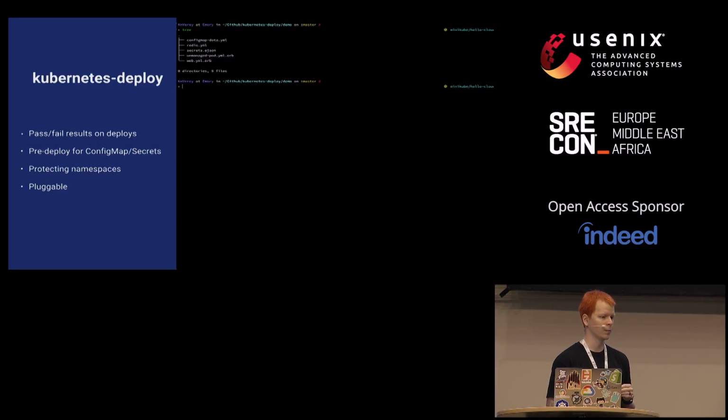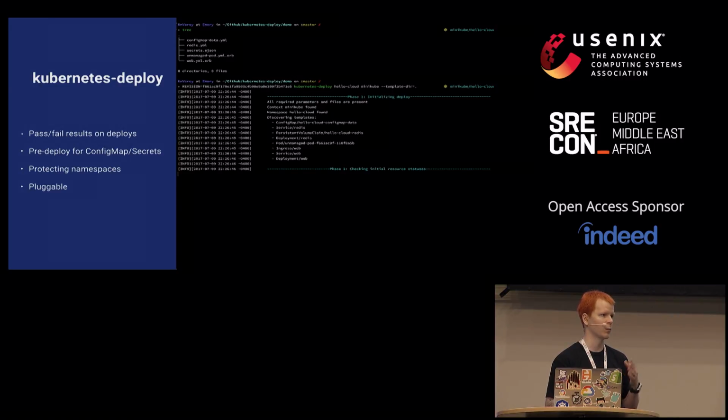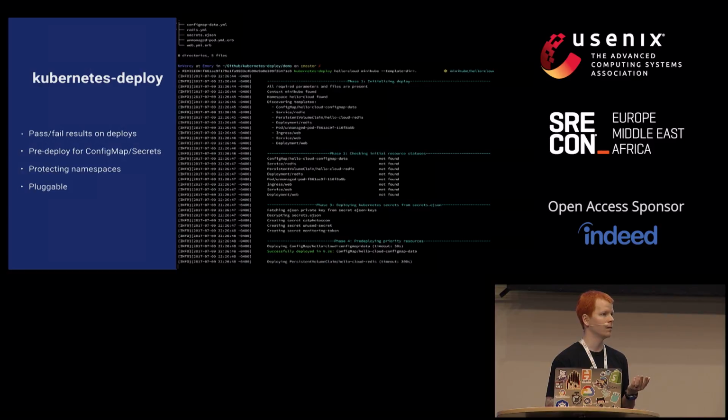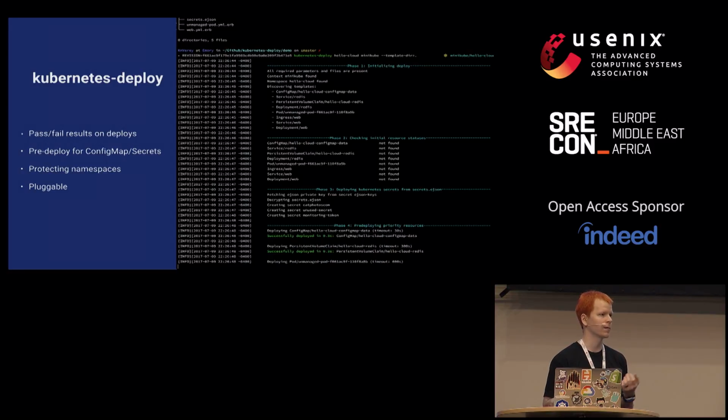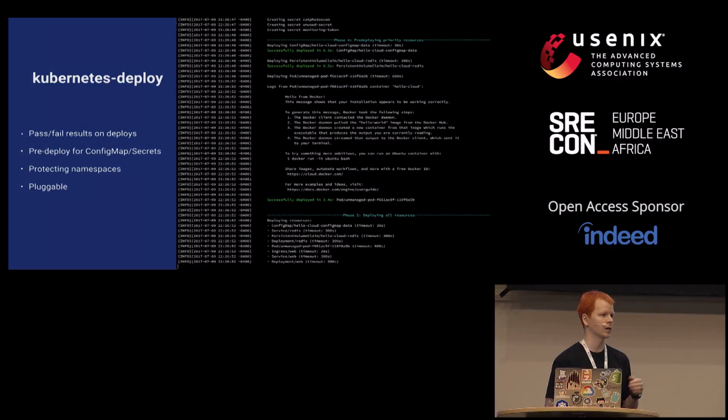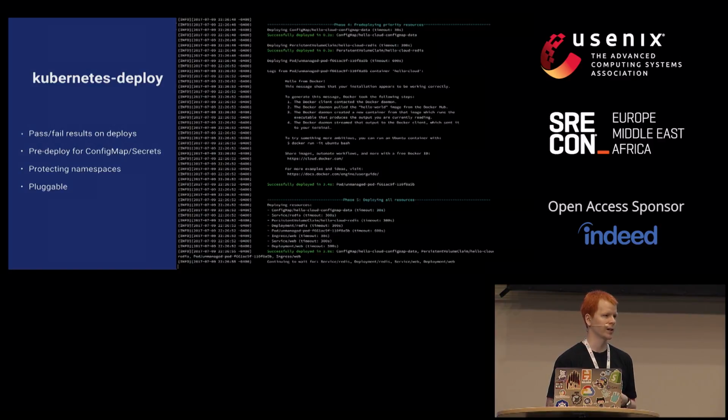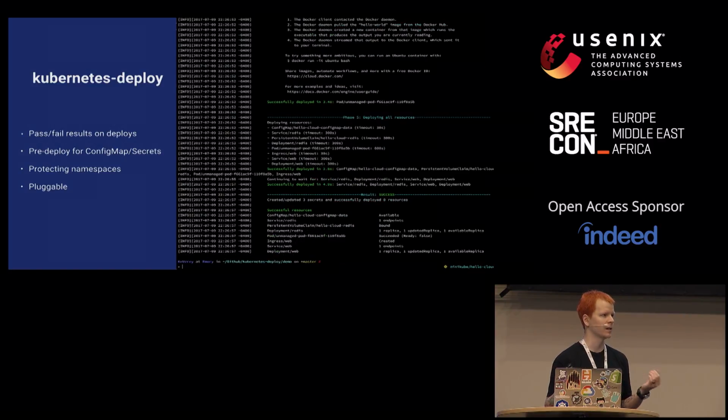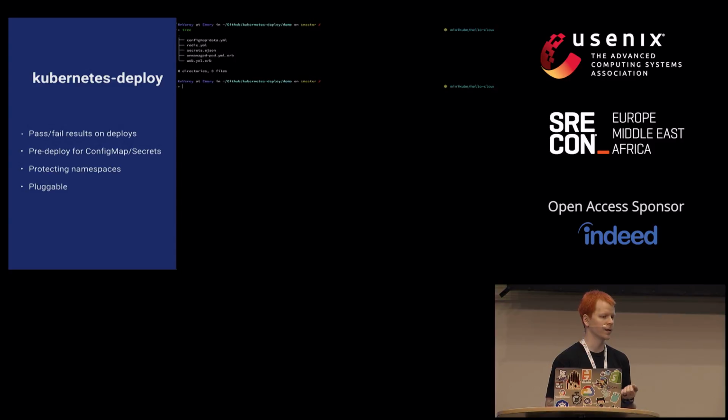We also needed to add a bunch of logic into protecting some namespaces and also fix some chicken-and-egg problems. So for example, your application might require secrets, configuration maps, stuff like that. We need to make sure that those get deployed before the application is deployed, so you are in a sane state when your deploy is finished.